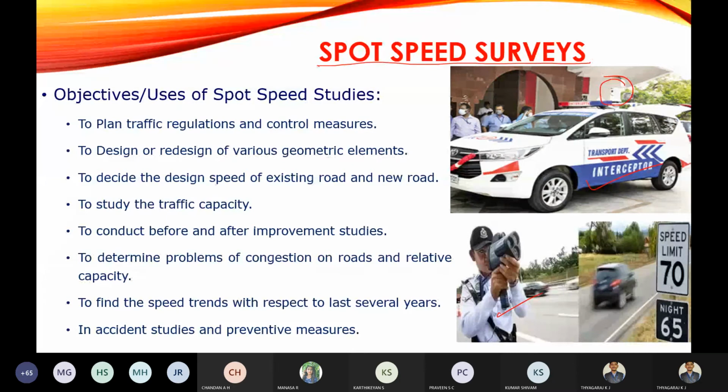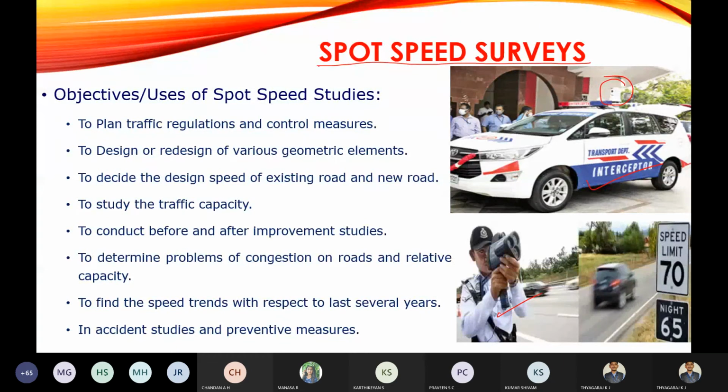A separate vehicle called an interceptor will be there. In that, the radar gun will be fixed and they will note down the instantaneous speed. If you are exceeding the limit, they will make you stop the vehicle and pay the fine for excess speed. So this is about the spot speed. So what are the objectives or uses of this spot speed study?